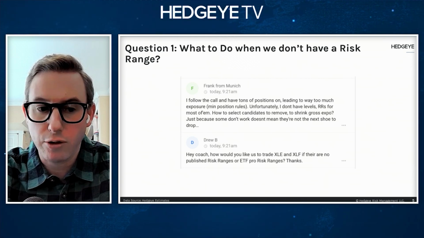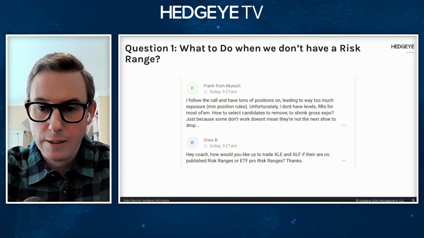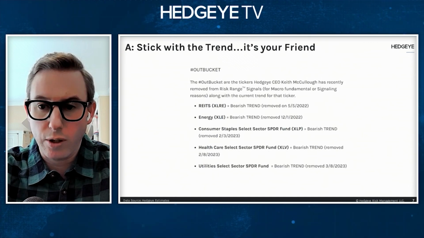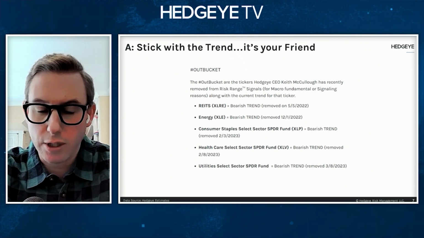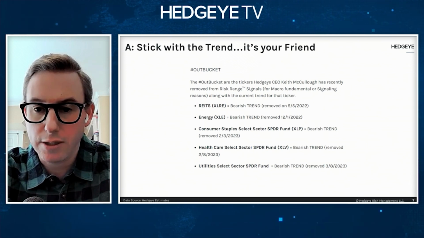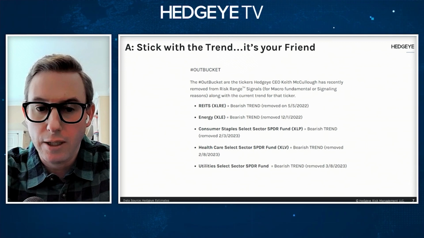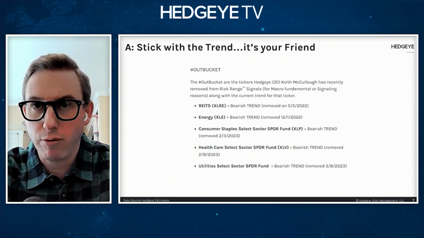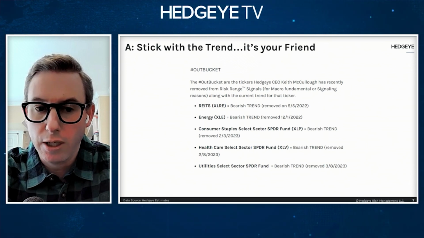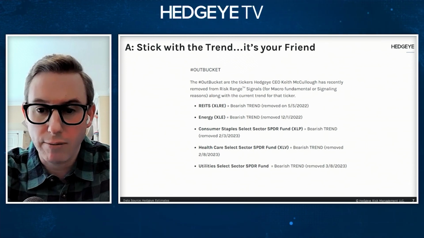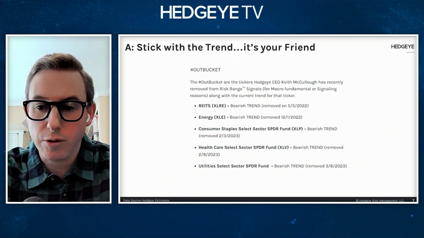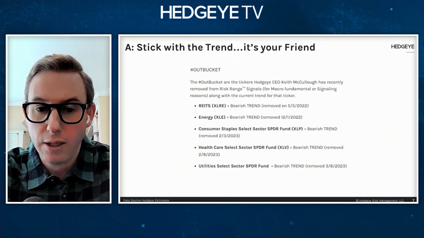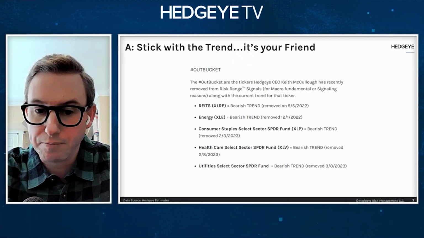If you jump down two slides, I think this is where the out bucket is. So I'm going to address the second question first. This is where the out bucket is, at the bottom of the risk range product. This is where things that had been provided from a risk range standpoint, if they get removed, go down to the out bucket. I've addressed this before, but this is where you can track the trend. And the reason why Keith does this is because, again, the trend is crucially important.